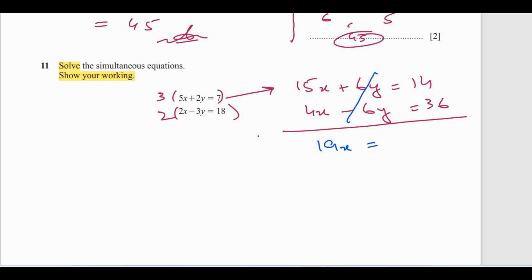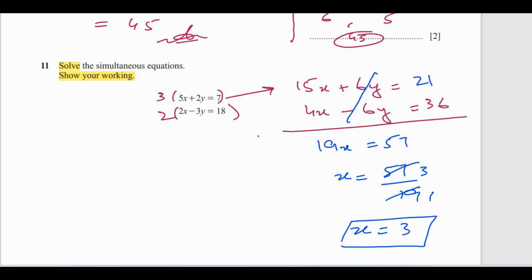19x is equal to 14 into 3, 14 plus 36. No, this should not be 14. We are multiplying it by 3. So this should be equal to 7 3s are 21. So 21 plus 36 will be equal to 57. So x will be equal to 57 by 19. So x will be equal to 19 3s are 57. So x will be equal to 3.